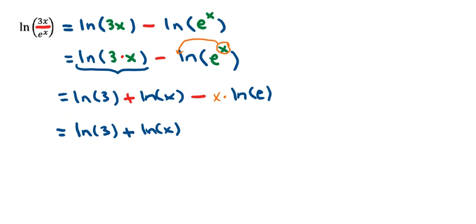But you'll notice that with our third and final log here, we have x times the natural log of e. Now, the natural log of e is one of those committed facts, and we know that the natural log of e is equal to 1. So really, the third term in this expression winds up being x times 1.